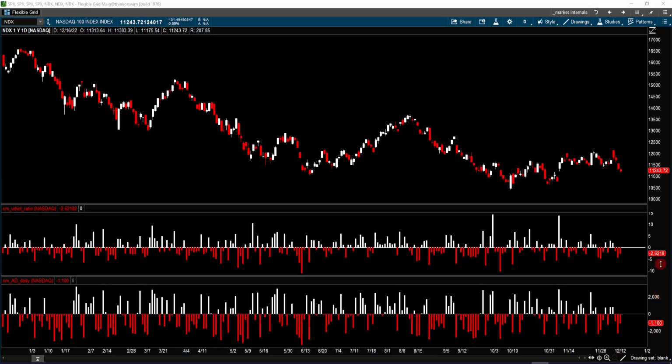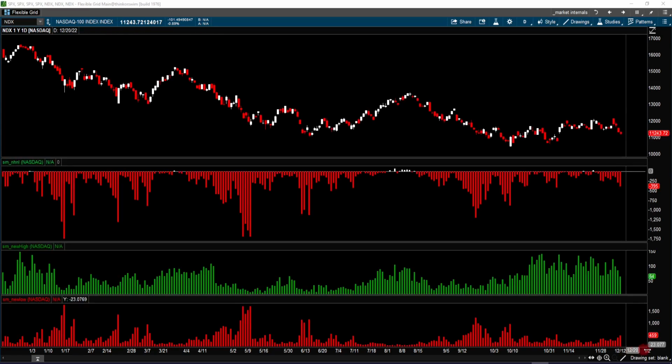For the NASDAQ, we noticed that it is a little bit more negative on the up-down volume ratio, but still it is not that bad. But we did see a broad market decline on Thursday, with more than 2,200 more declining issues than advancing issues. Similar to the New York Stock Exchange, we are seeing more stocks making new 52-week lows, and the number of stocks making new 52-week highs is also starting to shrink a little bit. On Friday, there were 395 more 52-week lows than 52-week highs.